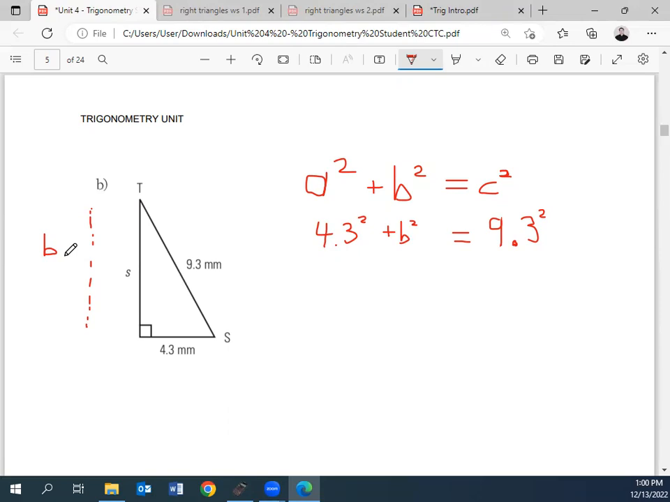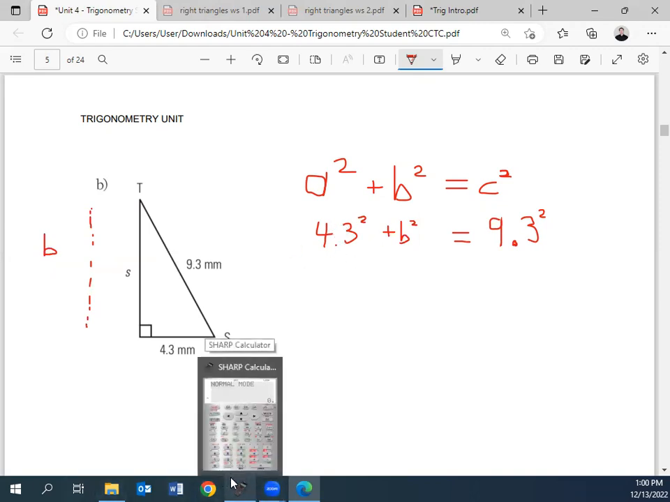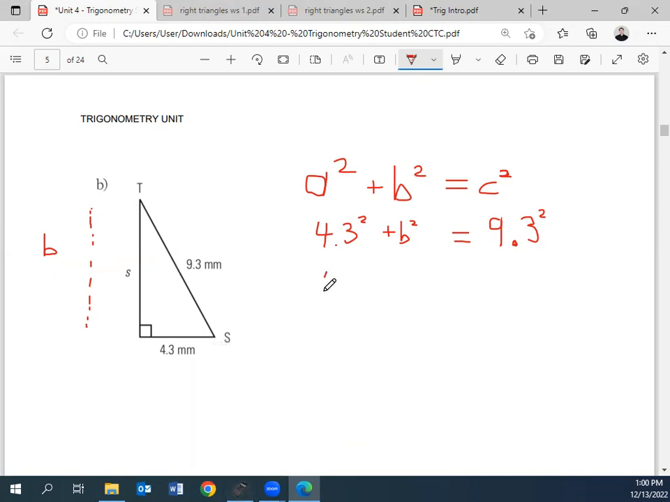Okay, so you recognize that this is weird, but we're still going to solve it the same way, just with one extra step. First off, let's square this stuff out. 4.3 squared is going to give me 18.49. I can do nothing with B squared, so I'm just going to bring it down. Plus B squared is equal to 9.3 squared, which is going to give me 86.49.